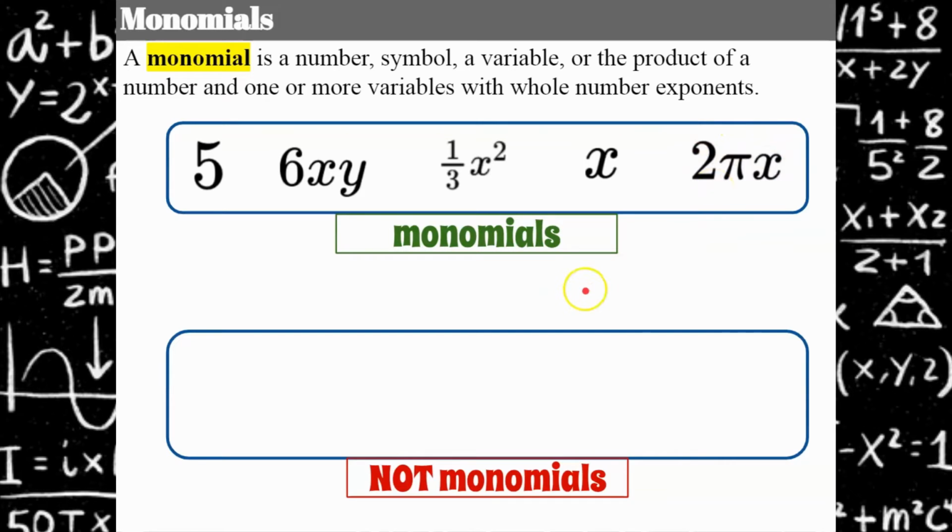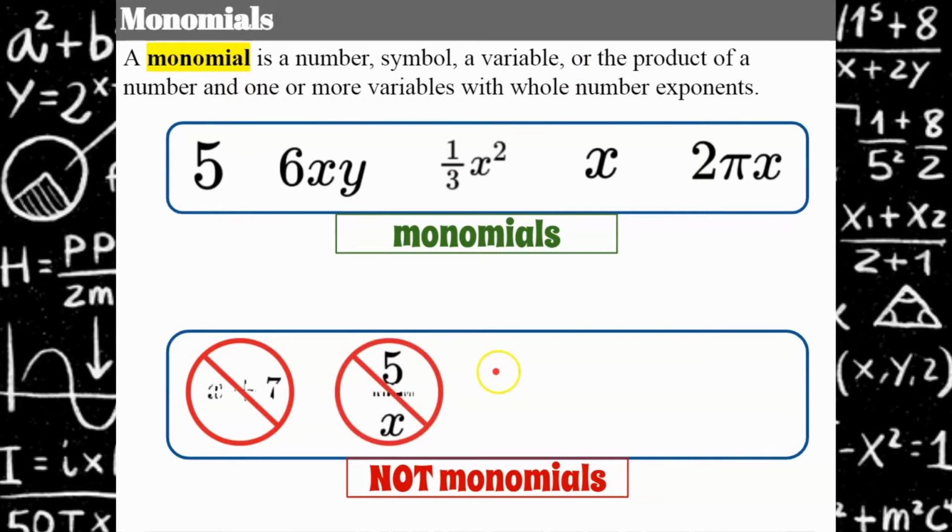Let's talk about some things that aren't monomials. x plus 7 is not a monomial. There's two terms here. You cannot have a monomial with an addition or subtraction sign. 5 over x is not a monomial because we have x in the denominator, and what you've learned previously is this is equivalent to x to the negative 1. And remember, we have to have whole number exponents. Negative 1 is an integer, but not a whole number. So that is not a monomial.